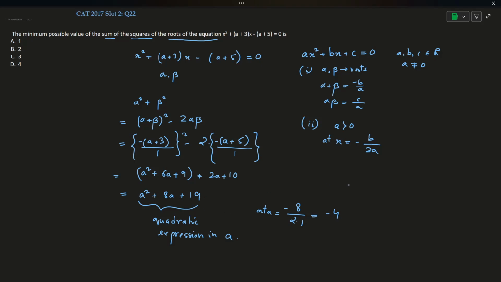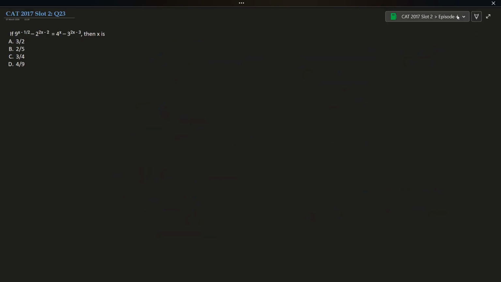So put a equal to minus 4. Minus 4 whole square plus 8 into minus 4 plus 19. 16 minus 32 plus 19. 16 minus 32 is minus 16, plus 19 is plus 3. This is the minimum value. So the correct answer will be option C. Very easy question. Let's move on to the next question.